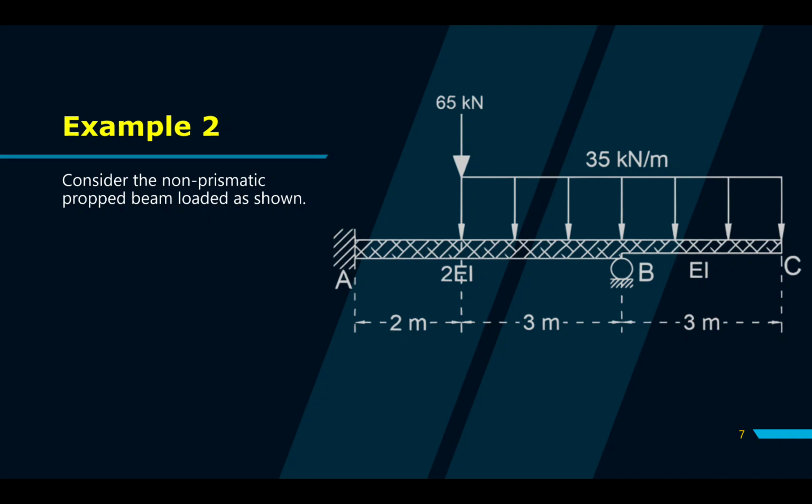This is again Engineer Freedom Karodan, and for today's video, I'm going to compute for our example 2 regarding prop beams. As you can see on the screen, considering the non-prismatic prop beam loaded as shown, makikita nyo na magkaiba na ang flexural rigidity within our span of the beam. Meron tayong 2EI and meron tayong 1EI sa segment BC.